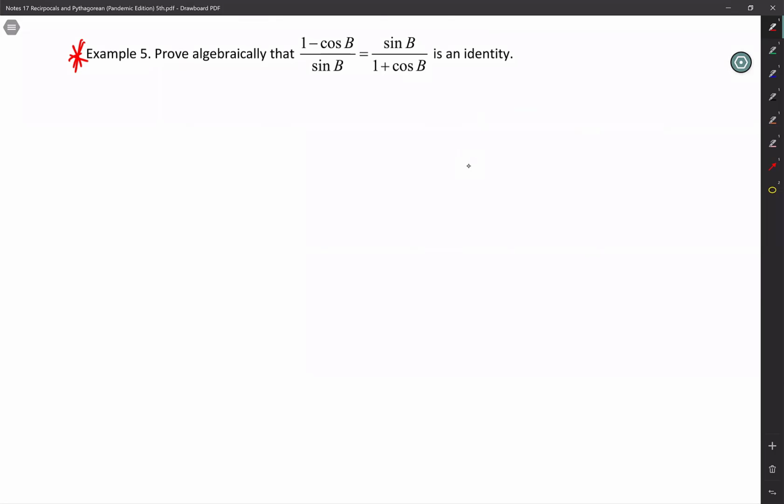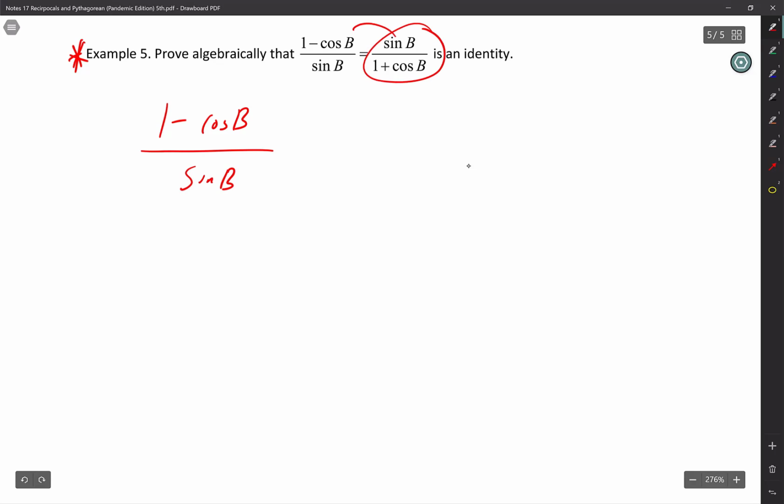All right. So again, it wants us to prove algebraically that this is a property, and we have 1 minus cosine B over sine B. I could have written the one on the right to prove the left, but I like to work from left to right because that's how I read a book. So 1 minus cosine B over sine B equals sine B over 1 plus cosine B. They're telling me it's an identity. They want me to prove it.